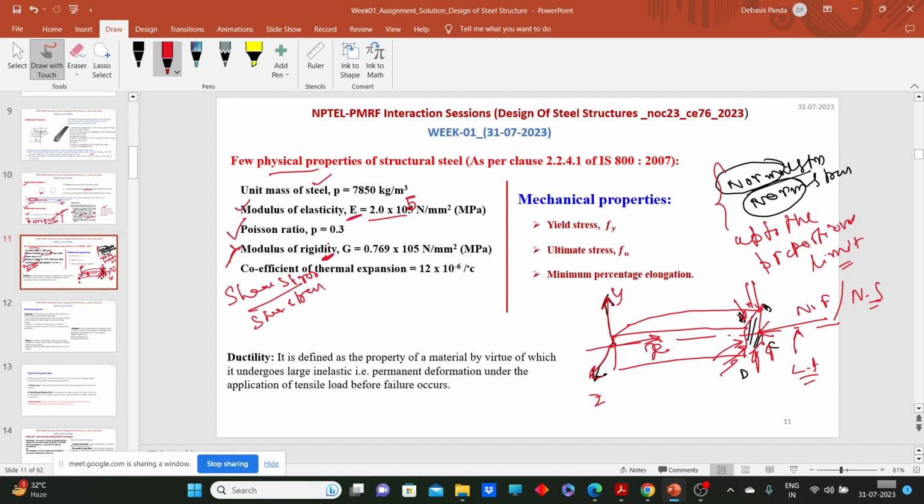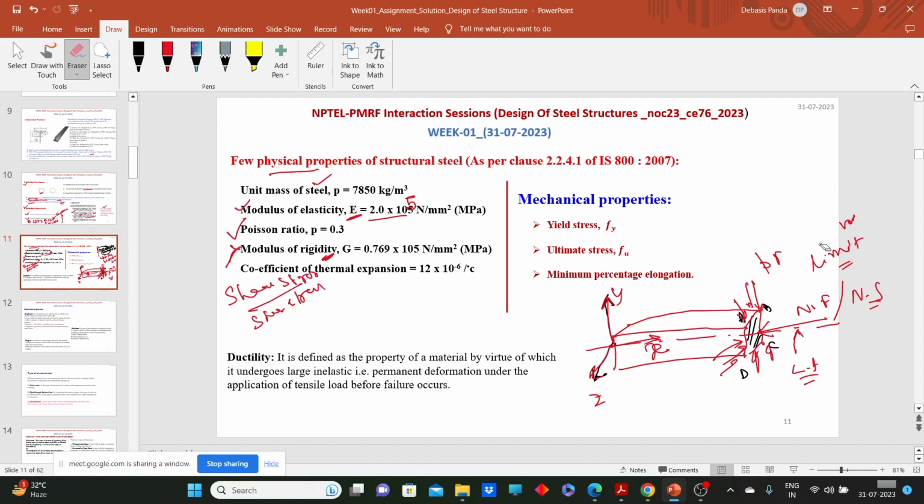So now you understood very well what we mean by normal stresses and what we mean by shear stresses, because during this whole session we will very often use these terminologies. Okay, so this is the basic part. Now come to some mechanical properties of the steel.